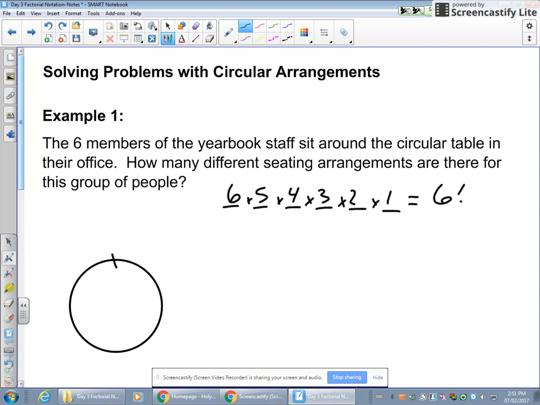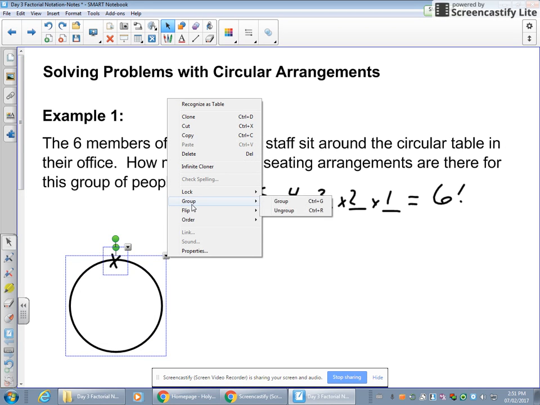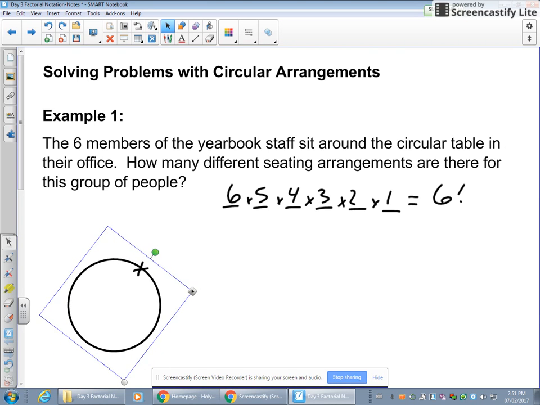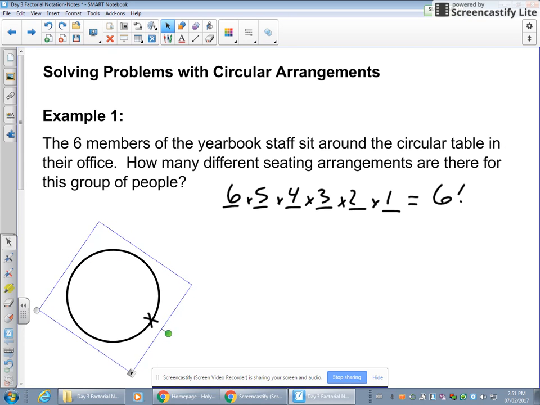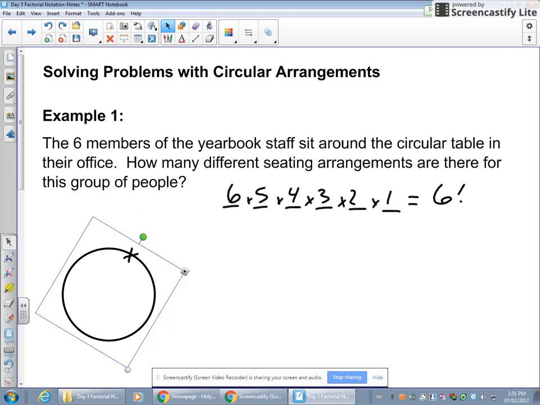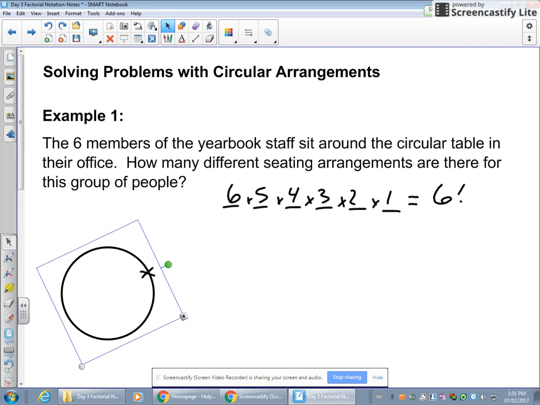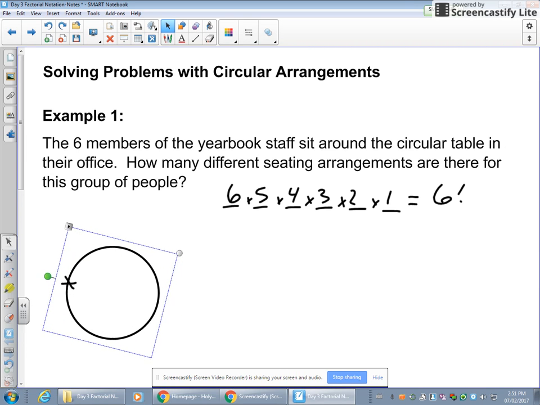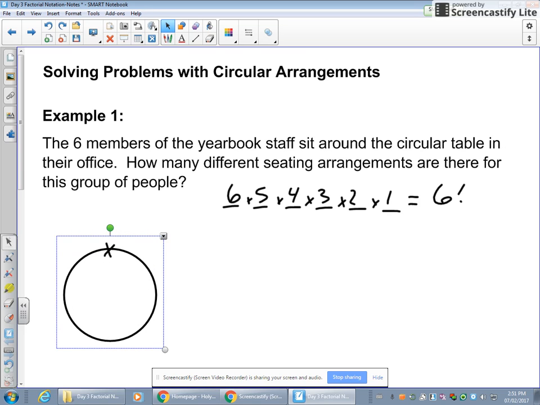And the reason for that is that if I consider myself as being one of my spots, I'm going to show the fact that we can basically rotate around the table here. Let's say that's position number 1, 2, 3, 4, 5, or 6. If we have our 6 people seated around that table, they can be rotating around and they're really sitting in the same arrangement. So the trick to this means that we have to lock one person in place.